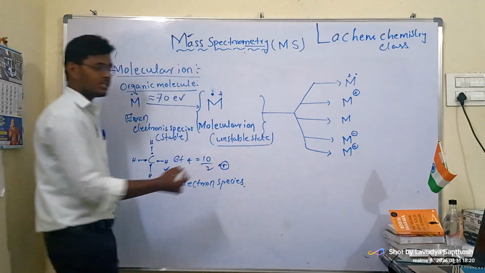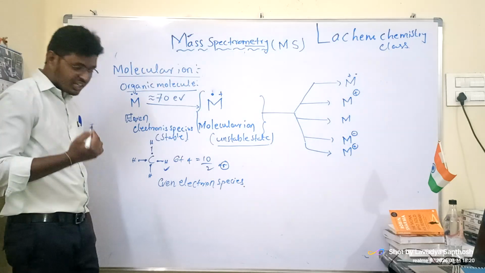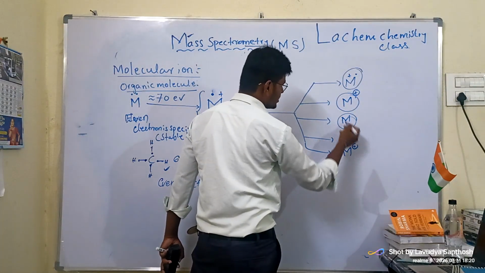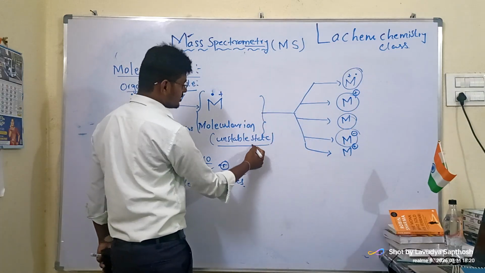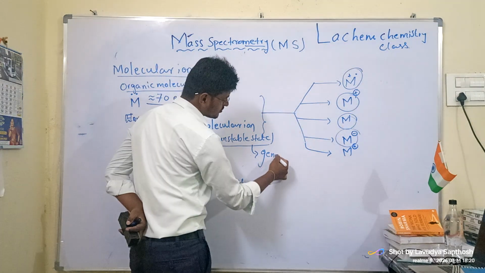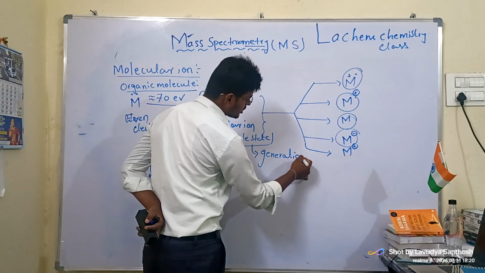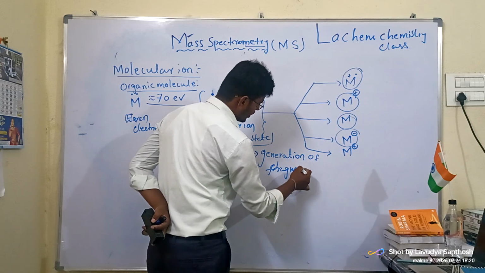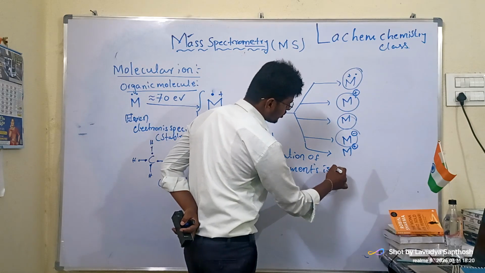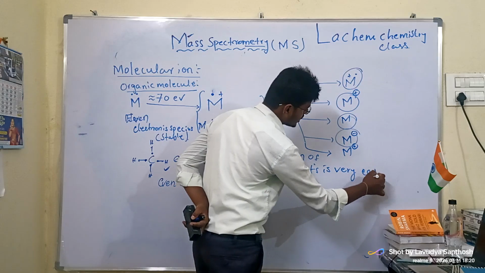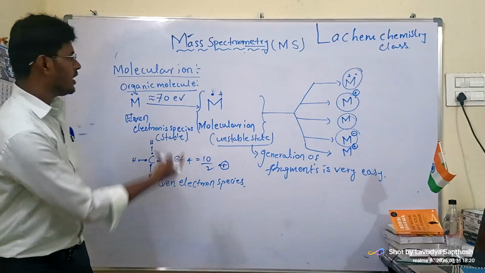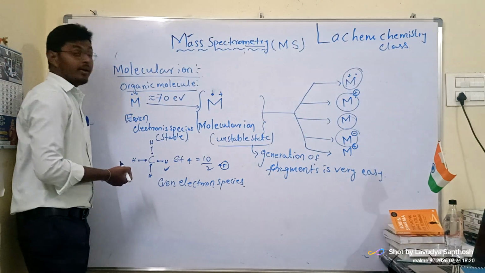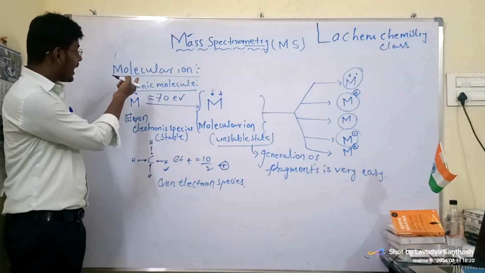In this unstable state, we can easily generate a number of fragments. Generation of fragments is very easy. Now you see here, at this level, generation of fragments is very easy. Now, this is about the organic molecules.